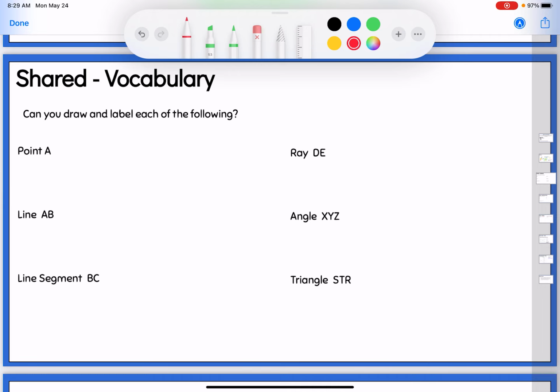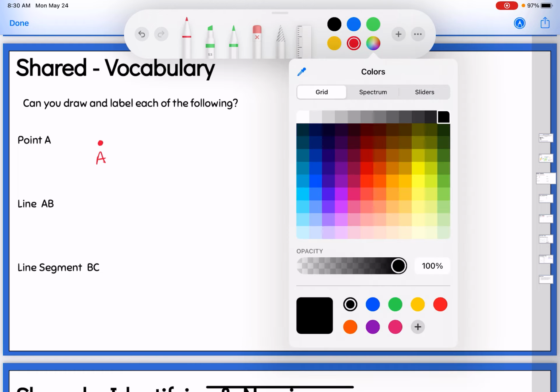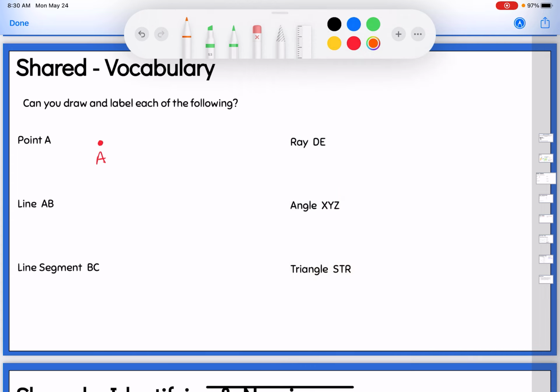All right, well, hopefully the first one you could do. Point A, a point that looks like this, right? And then I would put an A underneath it to label it, or somewhere by it. So hopefully that one was pretty easy, point A. Line AB. Now this one is tricky, right?